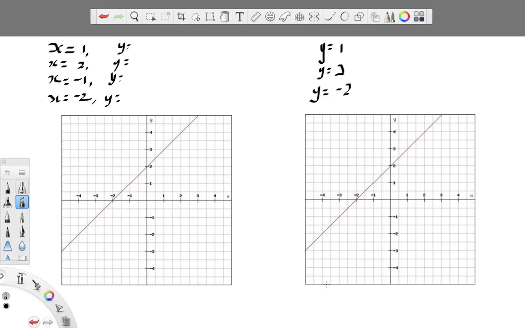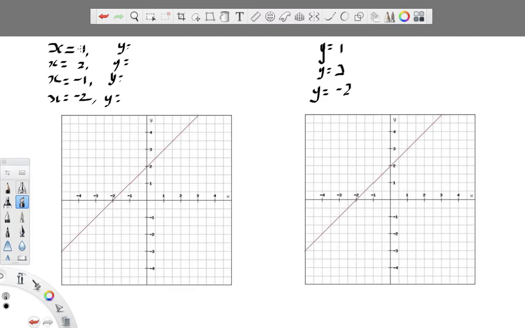Video on reading variables from graphs. So we're going to dive straight in here. The graphs that I've got here are both linear graphs. They're linear because they've got straight lines. They're the same graph. So we're going to concentrate on the left-hand graph first.